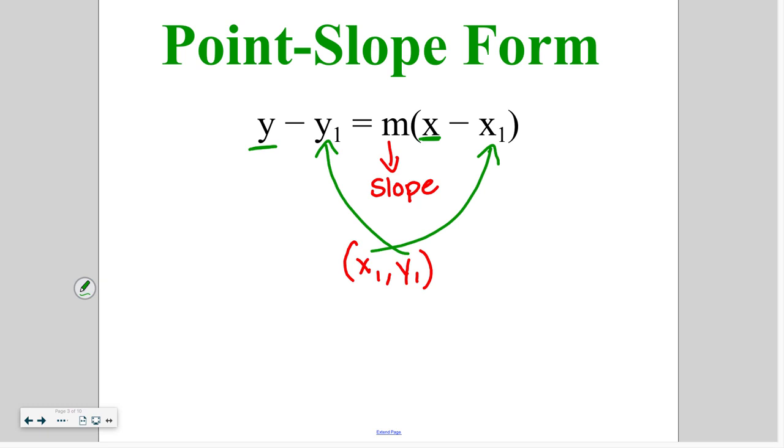Notice that it is y minus y1, so it starts out as a negative. If your y1 value is a negative, minus a negative is going to turn into a positive. Same case with x. If your x1 is a negative, minus a negative is going to turn into a positive.